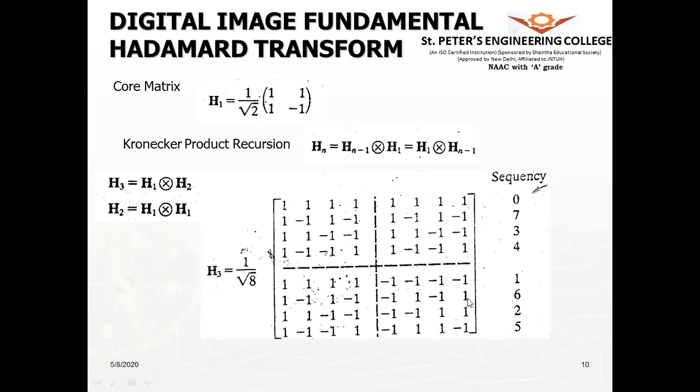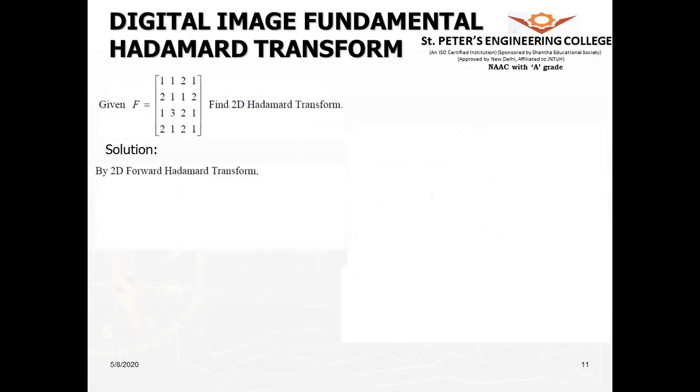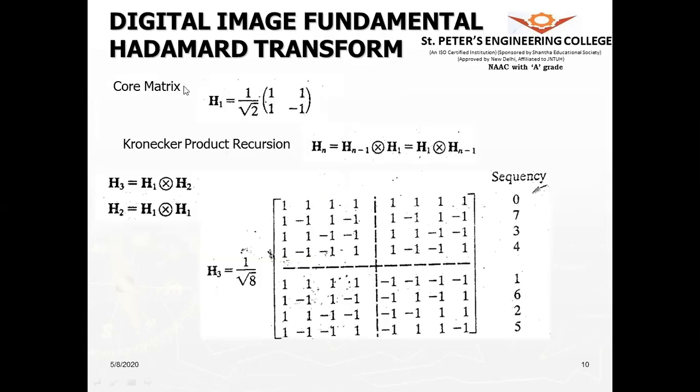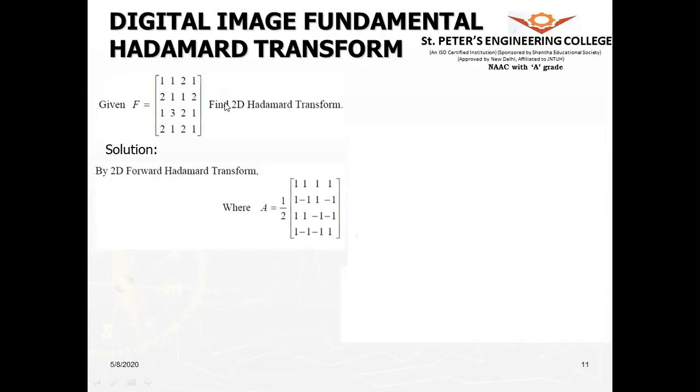So this is about the Hadamard transform. Let us look at one example of how we find the Hadamard transform. Say for example, F is a matrix given. We have to find the 2D Hadamard transform. For that, the solution is, we first find the 4 by 4 matrix for the Hadamard transform from the previous discussion. So this is the matrix we have got. We have to remember what the core matrix is. Starting from the core matrix, we obtain this matrix A here, which is the Hadamard transform.